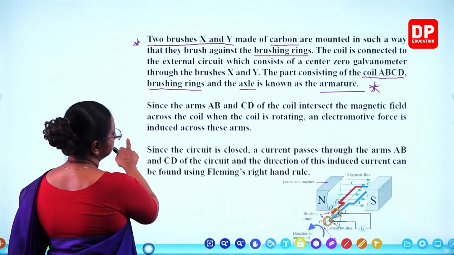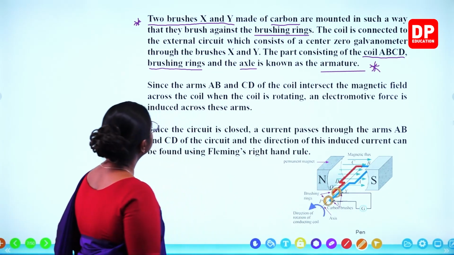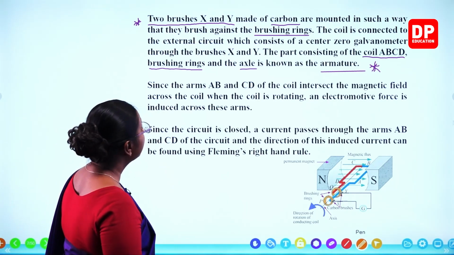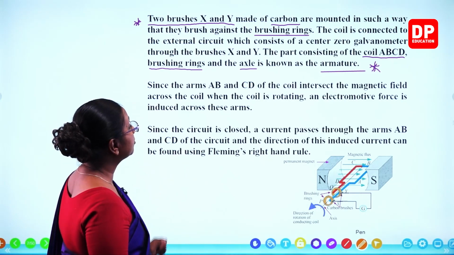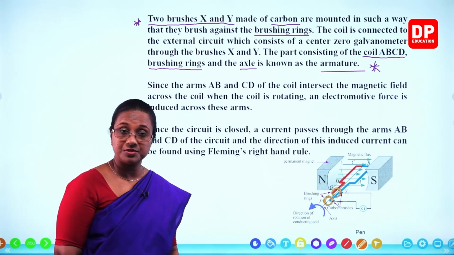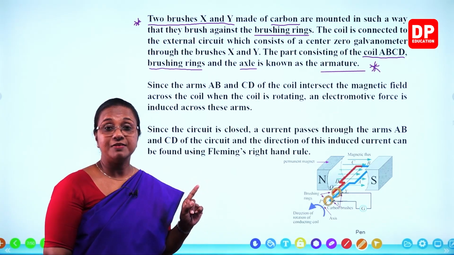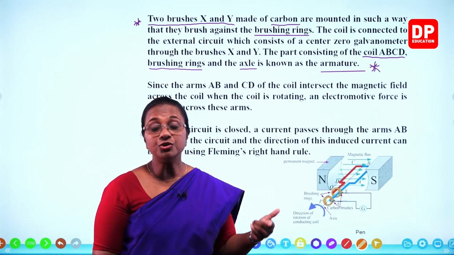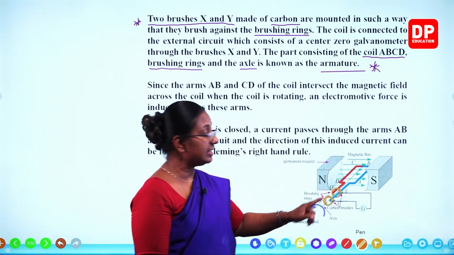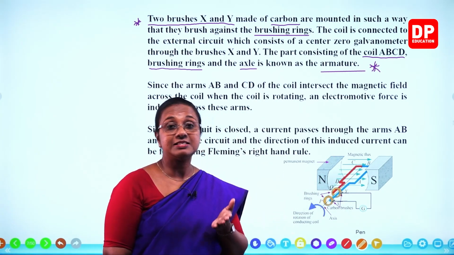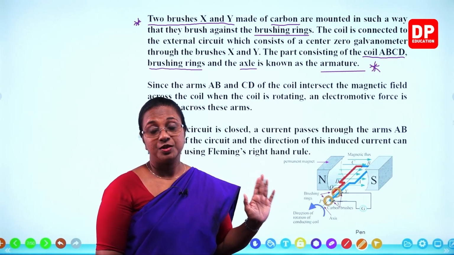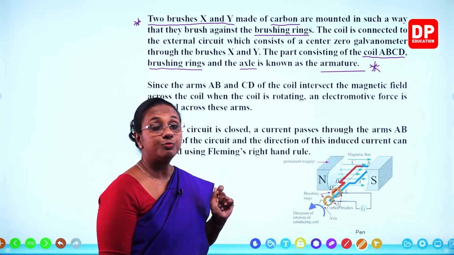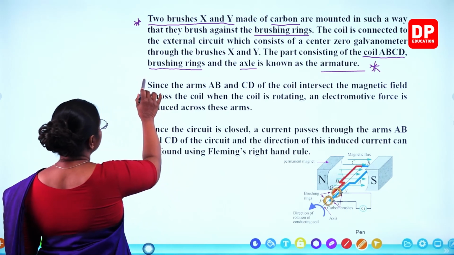Then you can see here, since the arms AB and CD of the coil intersect the magnetic field across the coil, when the coil is rotating, an electromotive force is induced across these arms. You can remember initially we understood that when the magnetic field is stationary, the coil has to rotate. So here also the coil ABCD rotates. Then it intersects the magnetic field. When there is a variation in the magnetic flux, electromotive force will be induced. That is what is explained here.